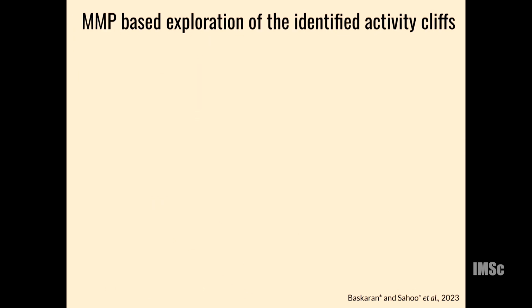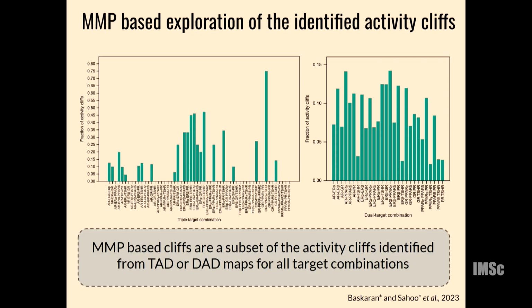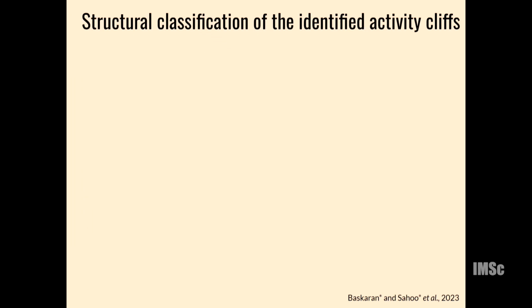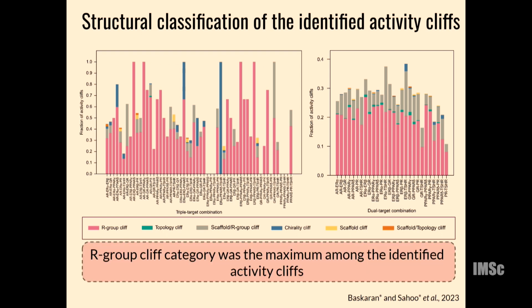We have also used an MMP based approach to identify activity cliffs for all possible combinations of targets, and what we observe is that MMP based cliffs are always a subset of the activity cliffs which we identify from DAD and TAD maps. We have also classified the activity cliffs into different categories for all the different combinations, and we observe that the R group cliff, that is activity cliffs where the scaffolds are similar but only the side chains, that is the R groups, are different, is the maximum number of cliffs one can identify among all the activity cliffs.